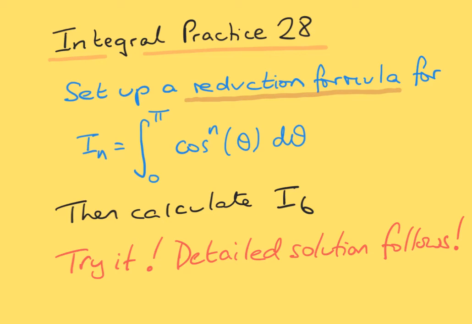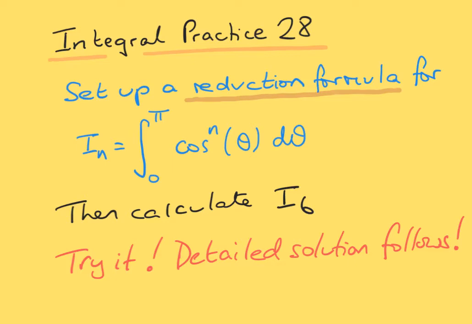So in this video, I want to give you practice setting up a reduction formula to allow you to calculate integrals of this form, definite integrals, and then to use it to calculate the integral I6, in other words, the integral from 0 to pi of cosine to the power of 6 of theta with respect to theta. So have a go with pen and paper, and then after you've attempted it, come back and you can see a detailed solution and some comments.